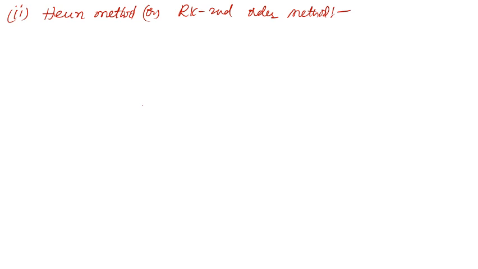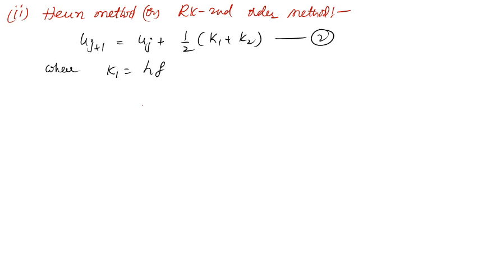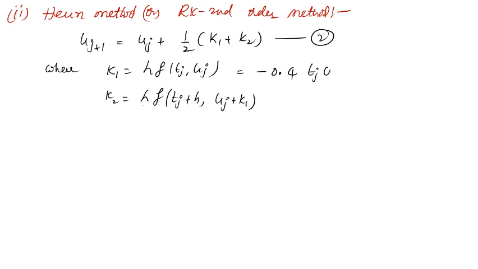Now the second case, Heun's method, or Runge Kutta second order method. The formula is u_(j+1) equals u_j plus 1 by 2 (k1 plus k2), where k1 is h into f of (t_j, u_j) and k2 is h into f of (t_j plus h, u_j plus k1). After substituting f and h, this is minus 0.4 t_j u_j squared like the previous problem, and coming to k2, in place of t we put t_j plus h, and in place of u we put (u_j plus k1) squared.